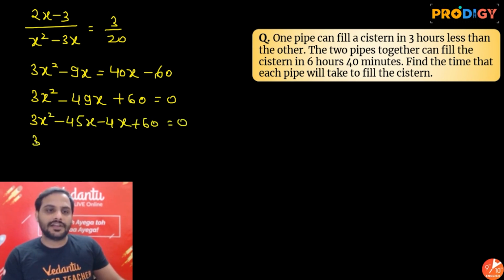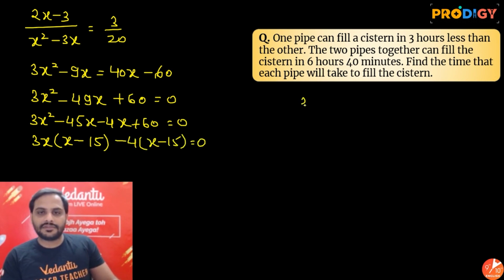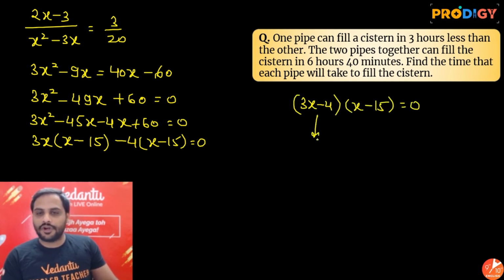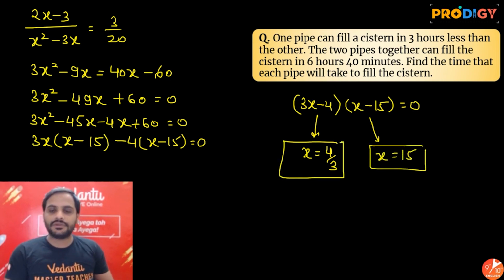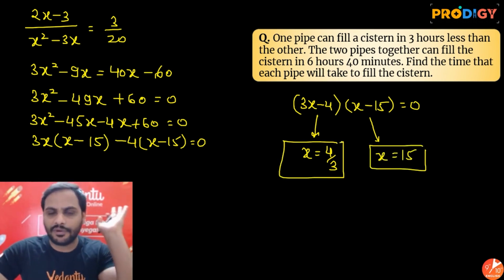So I'll say, take 3x common over here. We are left with x minus 15. Take minus 4 common. x minus 15 equal to 0. So finally, beta, we have 3x minus 4 into x minus 15 is equal to 0. So from here, we have got x is equal to 4 by 3, and from here, we have got x equal to 15. Yes or no? So I now know both the values are positive.